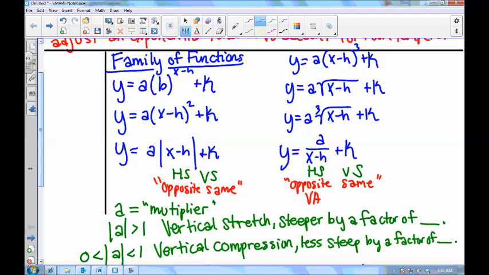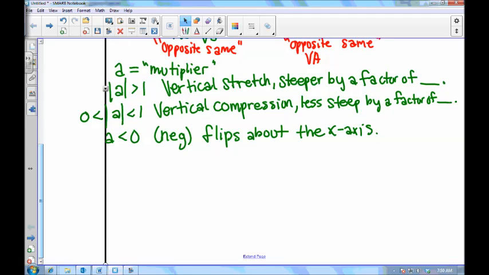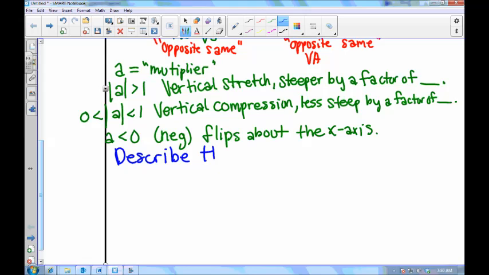Since we're focusing on exponentials, I'm going to give you an exponential, and you need to describe the transformations. You'll either have to list 3 things or 4 things. The 4th would come if A is negative, and you just have to say it flips about the x-axis. Okay? So let's move this down. Describe the transformations.